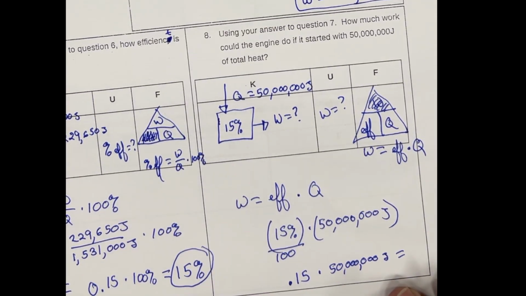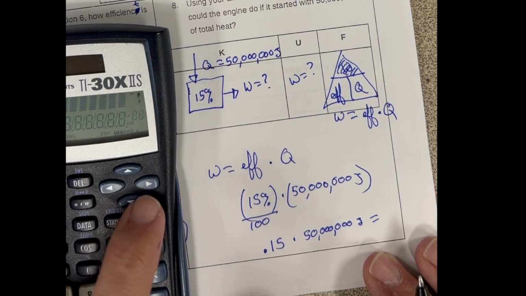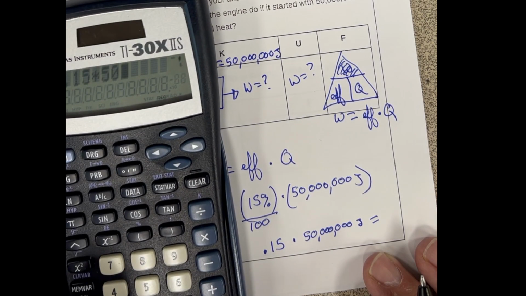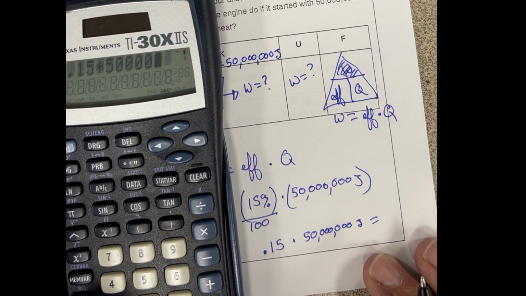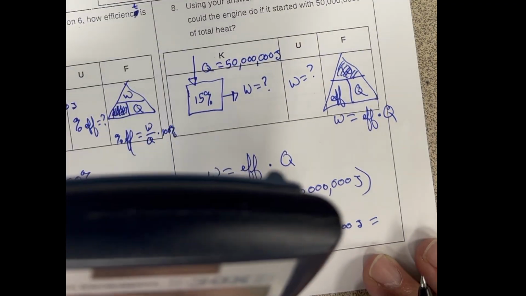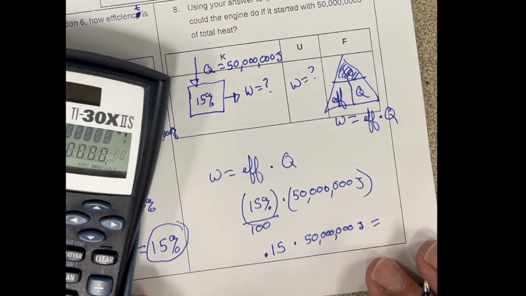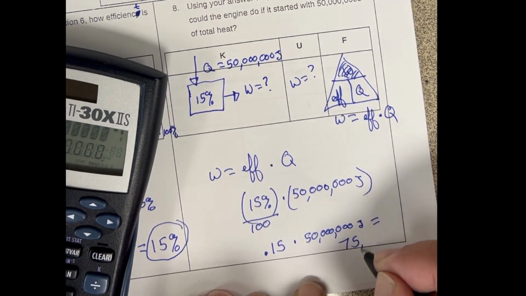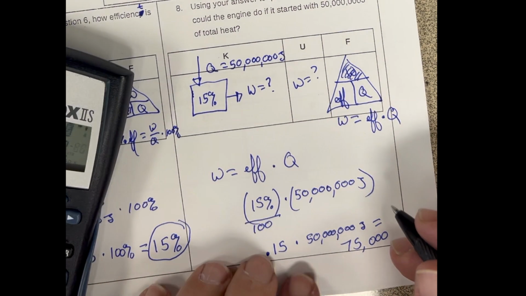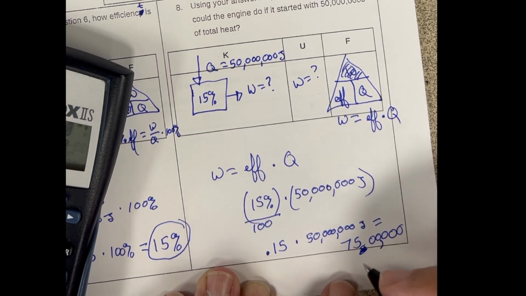So plug that in your calculator. So 0.15, actually let's clear, make sure we're clear, 0.15 times 50, 1, 2, 3, enter. And that was, my 1, 2, 3 was me counting the zeros. So 75, 1, 2, 3, 4, 5 zeros. Yeah, that's what I get for putting my comma in too early. There's my comma, and there's my comma.